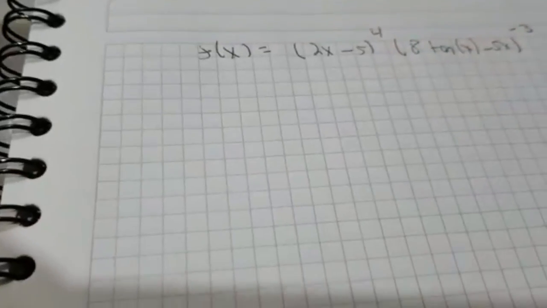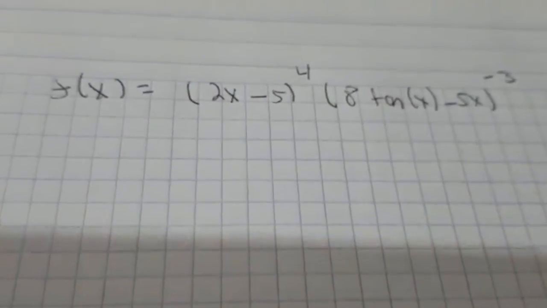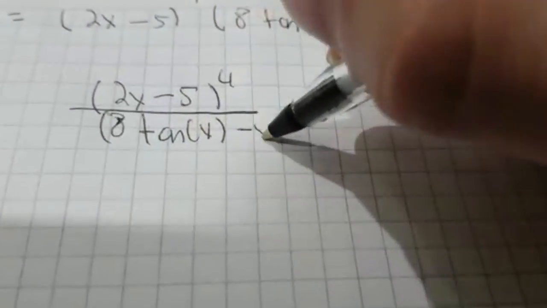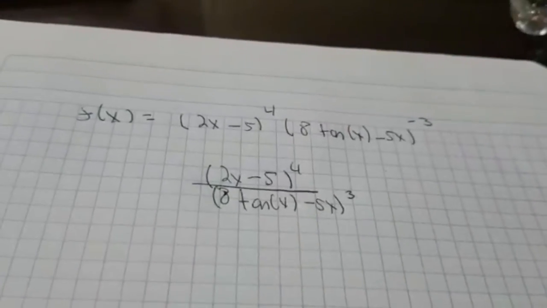Our first step, first of all, we're going to try to rearrange this. So what can we do with this expression? As you see, we have a negative exponent here, so we can bring it down. Then (2x minus 5) to the 4, divided by this part. So you're going to have (8 tan of x minus 5x) everything to the third power. This is going to be our first step.